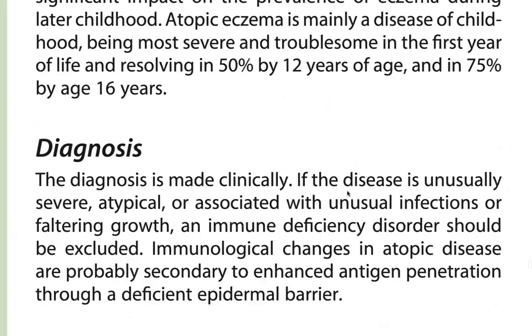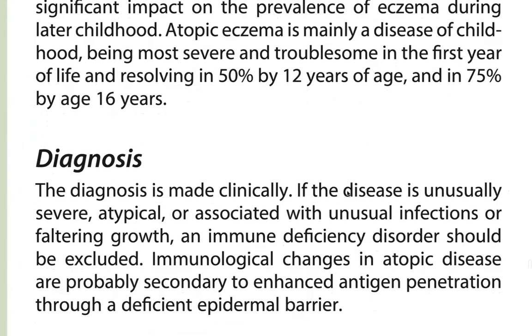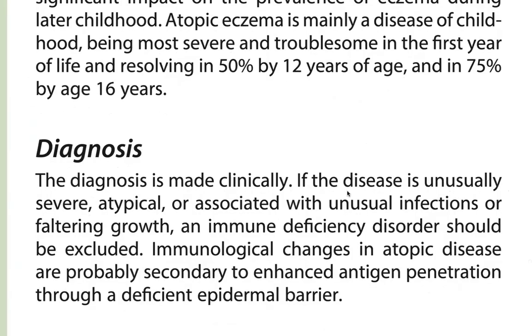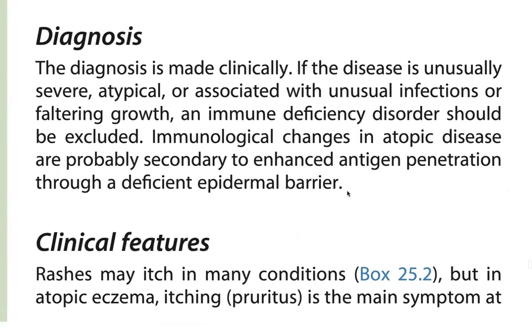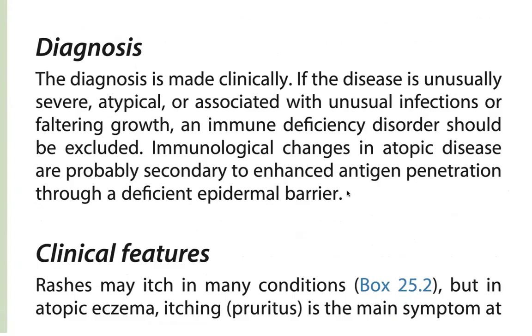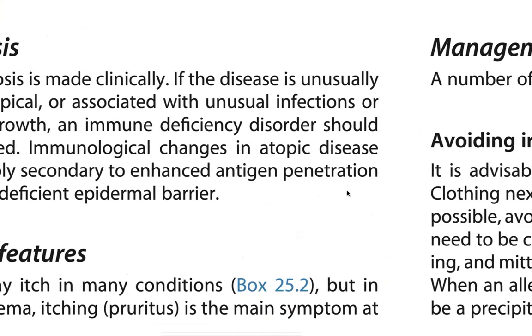Diagnosis is clinical. Cases are usually severe, atypical, or associated with unusual infection or altered growth, and an immune deficiency disorder should be excluded. Immunological changes in atopic disease are probably secondary to enhanced antigen penetration through a deficient epidermal barrier. Clinical features: rashes may itch in many conditions, but in atopic eczema, itching, pruritus, is the main symptom. This results in scratching and exacerbation of the rash. The excoriated areas become erythematous, weeping, and crusting.